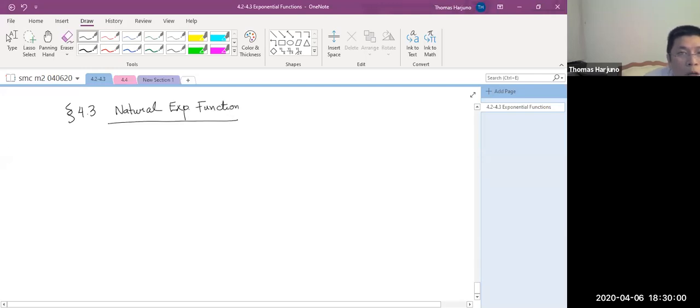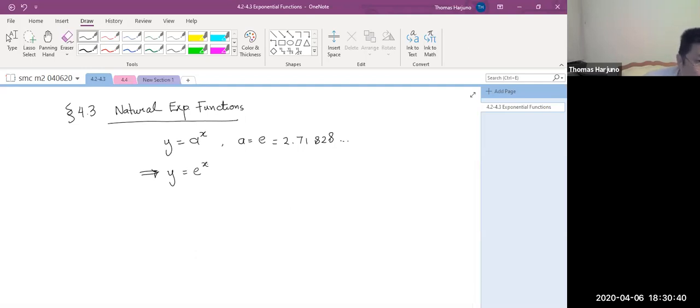Where the base in y equals a to the x that we talked about before, we change the base to e. Now this e, they call that a natural number, 2.71828 and so on. It is an irrational number, okay? Because it is an irrational number, we usually just write it using the letter e. That's what we talk about in this section.